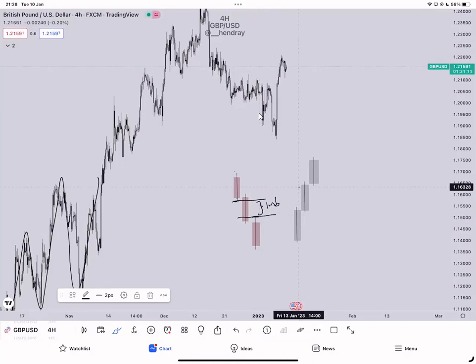This one right here as well, between this low and this high, the first candle and the third candle, they didn't touch each other, so there exists an imbalance. Okay, that's an imbalance. So between this low and this high exists an imbalance.